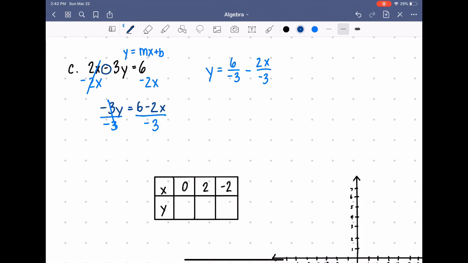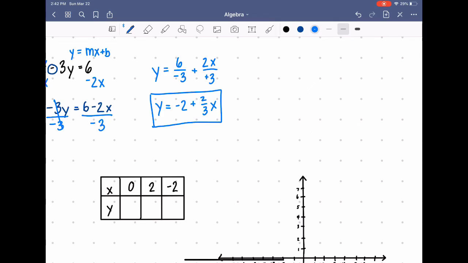Now I immediately see this double negative here, and I would just get rid of both of them, make it all positive. Makes it a lot easier to deal with. So we have y equals 6 divided by negative 3 would be negative 2 plus 2/3 x. That would be our final answer. Our y is alone, everything else is nice and simplified.